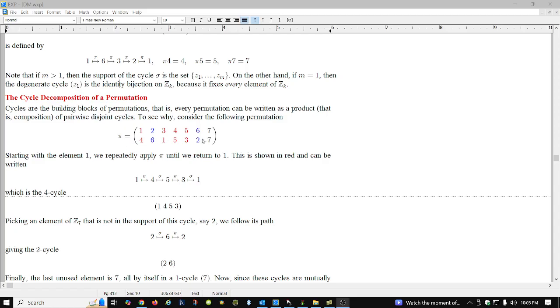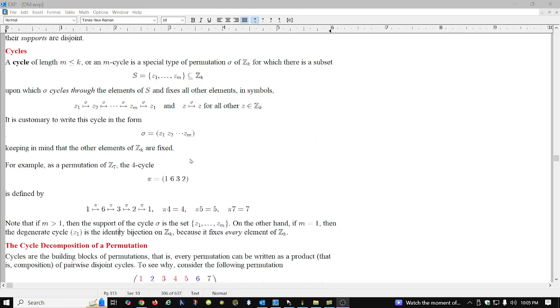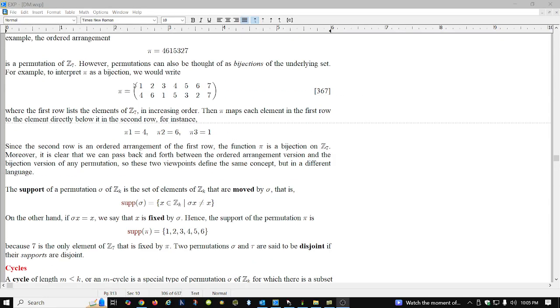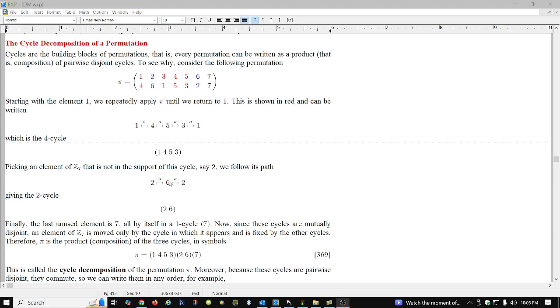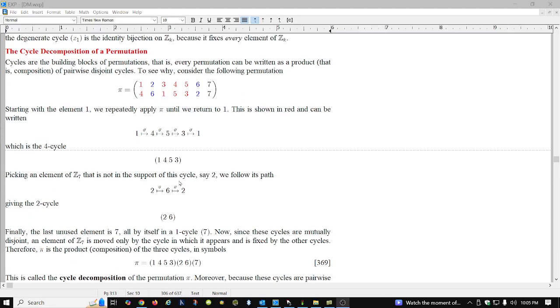Consider this permutation. This was the earlier thing. Yeah, it's the same one as this one up here, but that doesn't really matter. To see that this permutation is a product of cycles, in fact, pairwise disjoint cycles, start with any element, and 1 is as convenient as anything, and we repeatedly apply the permutation until we return to 1.